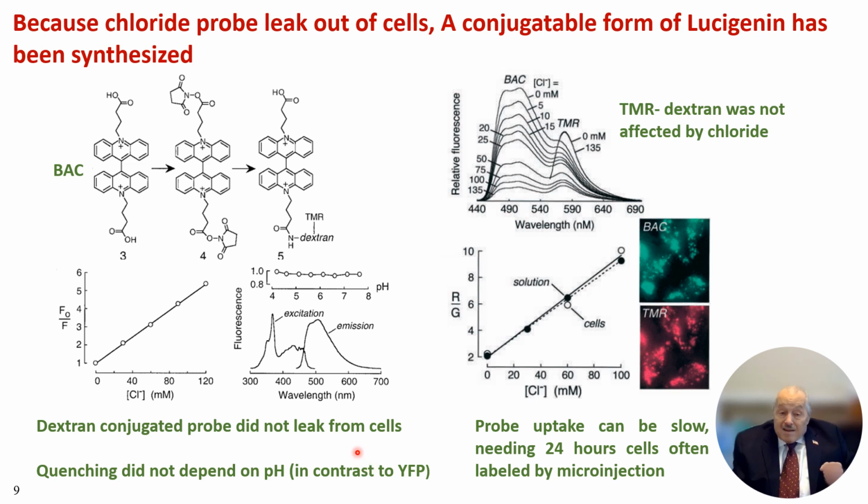Importantly, the dextran didn't leak out of the cells, so that helped prolong the experiment. And as we'll see in a little bit, the quenching didn't depend on pH. That might not seem important now, but it will in a few more minutes. Problems with this approach: the probe uptake can be slow if you want the cells to take up dextran, which is conjugated to a couple of fluorophores. It can take many hours or 24 hours, and so the cells are often labeled by microinjection, which complicates the experiment.